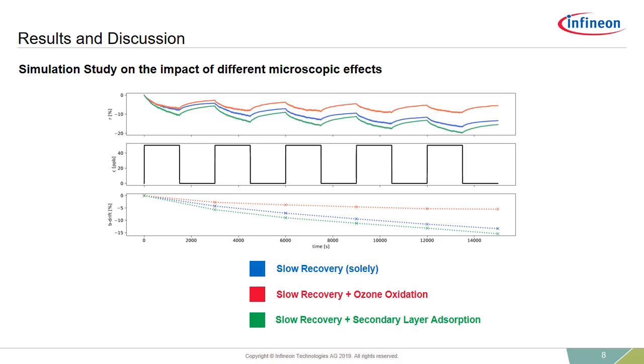It can also be seen that the blue and green curves show a strong downwards drift as expected, and that the green signal drift exceeds the blue one due to secondary layer adsorption as an additional effect. On the other hand, the red curve only slightly drifts downwards, since the upwards drift due to ozone oxidation slows down the downwards drift due to slow recovery. So summed up, the model follows the physical behavior of the microscopic effects that we would expect.